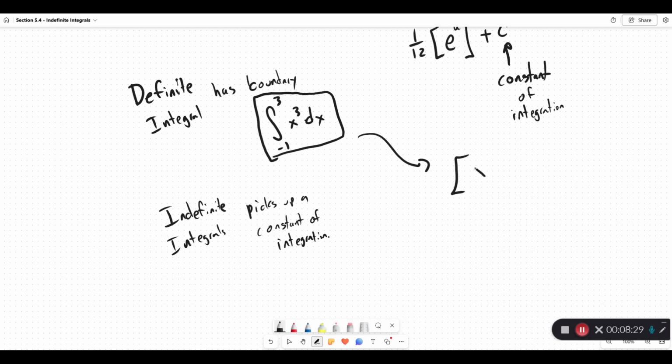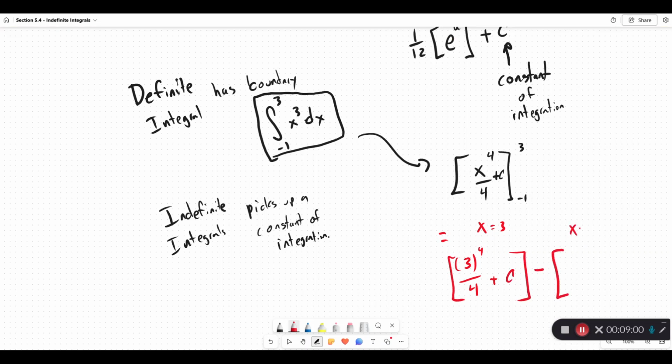Well, real quick, we indefinitely integrate, we anti-differentiate x cubed as x to the 4th over 4. Let's include a c. And we'll do it from -1 to 3. Here's x equals 3. This is going to be 3 to the 4th over 4 plus c minus, this is x equals -1, -1 to the 4th over 4 plus c.